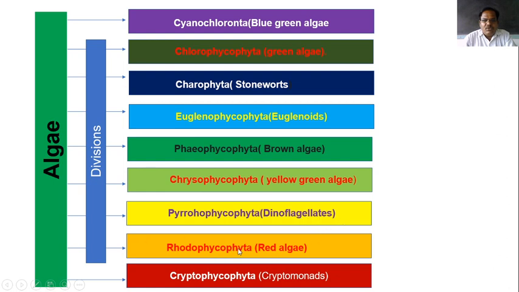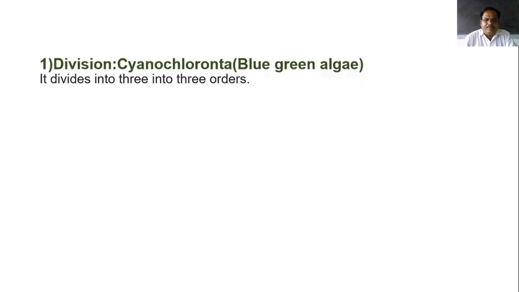Then the 8th division is Rhodophycophyta, that is red algae. The name itself indicates it. Then Cryptophycophyta, which is nothing but the cryptomonads. So these are the 9 divisions of algae given by these two scientists, Wynne and Bold. One by one we are going to concentrate on the classification of algae according to Wynne and Bold.